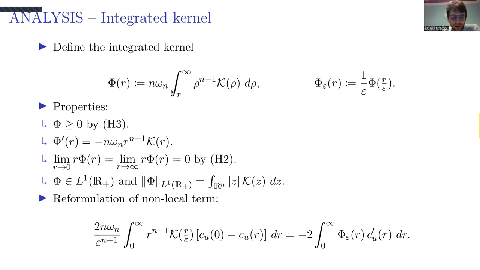And this capital phi now has the following properties. Capital phi itself is non-negative, and this is given by the essential repulsiveness. The essential repulsiveness is saying basically that the integrated kernel is non-negative. And the derivative is, as we want for the integration by parts, given by the kernel. You can do a little bit of analysis and see that these limits are zero, which means the boundary terms are vanishing. And you can also compute the moment, that the moment is the L1 norm of the integrated kernel. And after the integration by parts, this leads to the following.